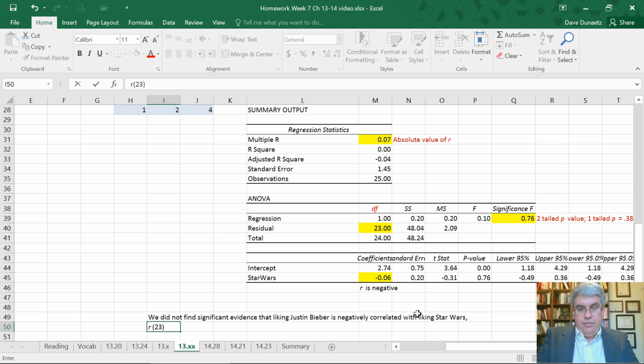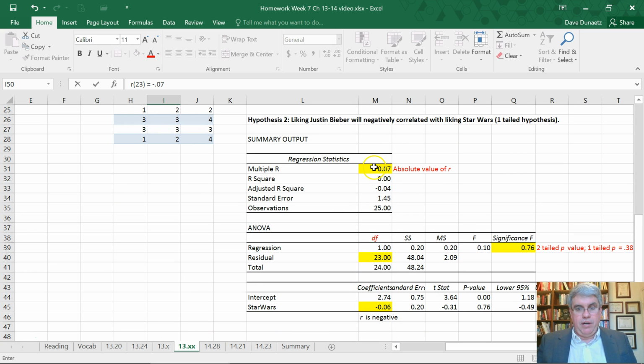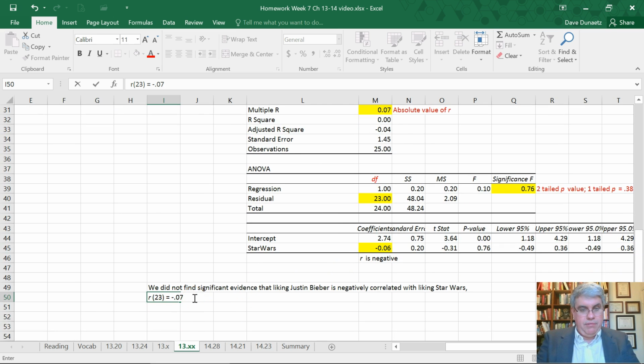close parentheses, space, equals, and it was minus 0.07. Minus 0.07. So the negative sign comes from here. The value of R comes from there. So equals minus 0.07. And we've got Control I, P, Control I, space, equals 0.38, one-tailed. So we don't have strong evidence linking Justin Bieber to Star Wars. So that hypothesis was not supported.